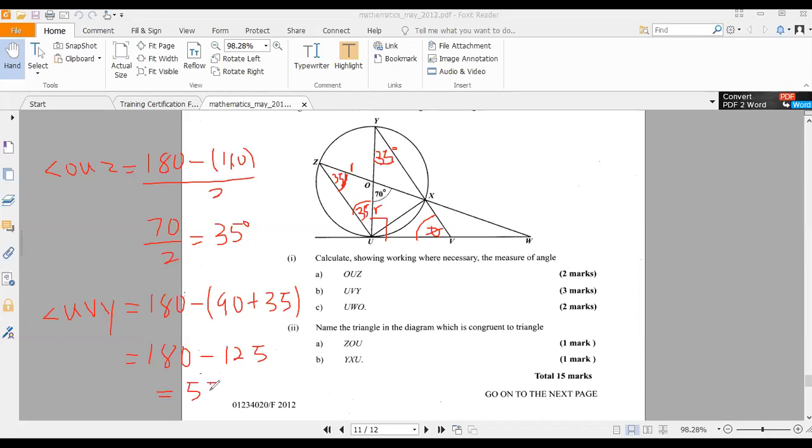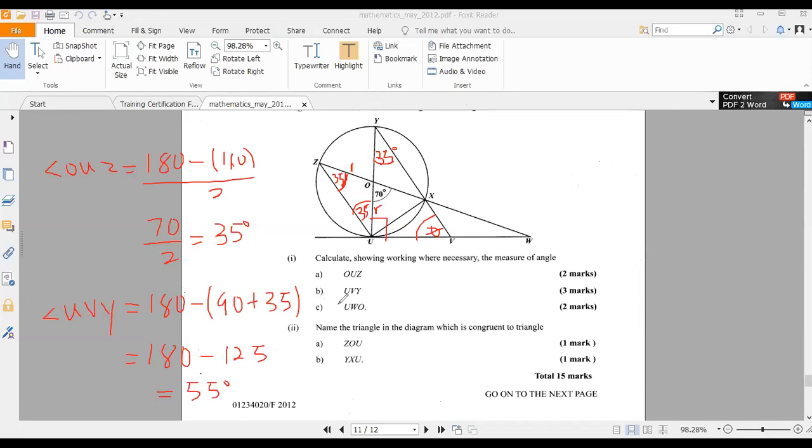So our advice is that you go ahead and write your little reason why this angle is 90 and why this angle is 35. You can do that on your own. Is that okay? Yes, sir. Now let's move on to the last question.